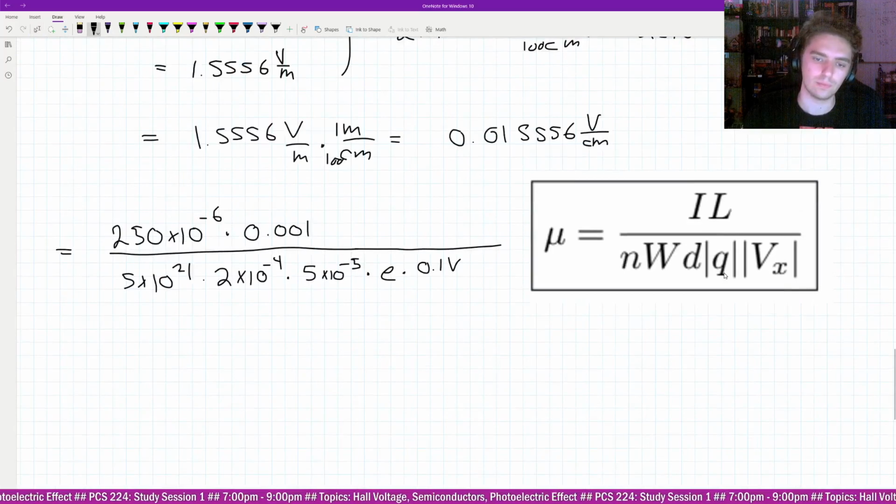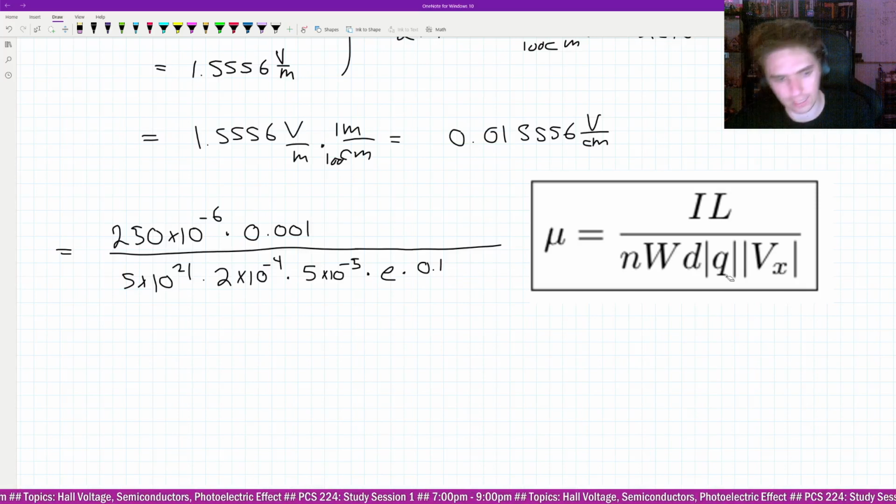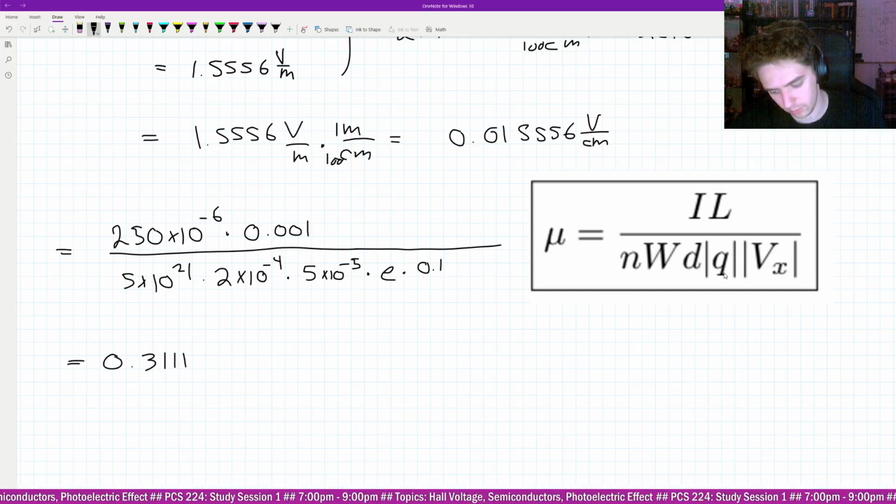Now we plug all this into the calculator. So we get 250 times 10 to the negative 6 times 0.001 over 5 times 10 to the 21 times 2 times 10 to the negative 4 times 5 times 10 to the negative 5 times 1.602 times 10 to the negative 19 times 0.1, and I get 0.3111.